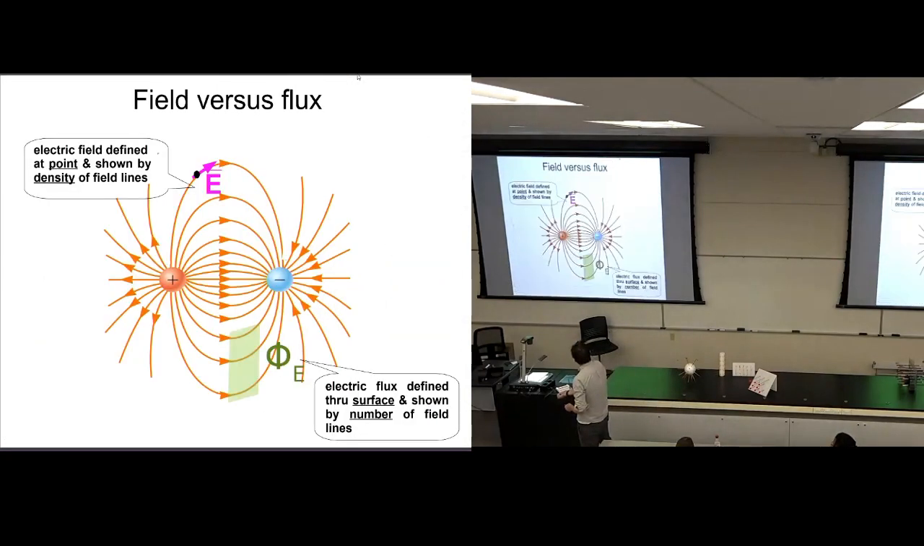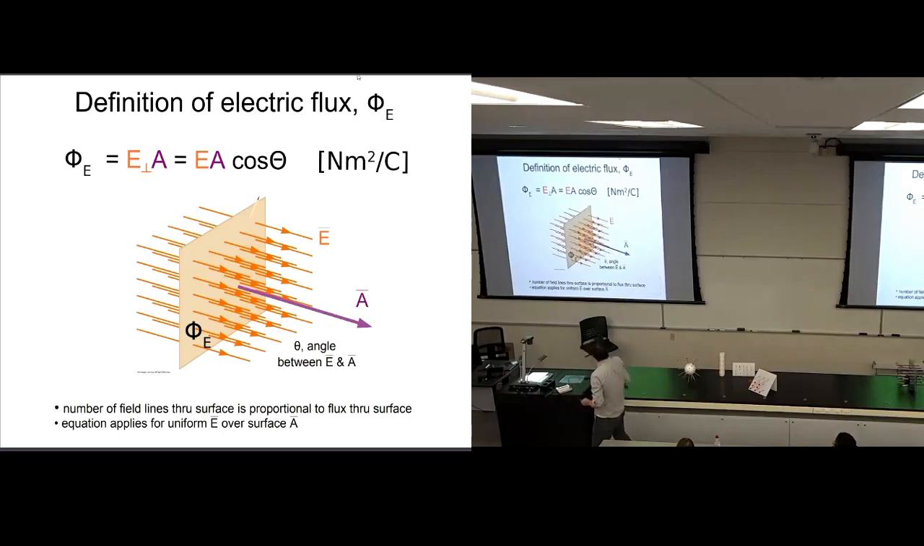I don't know why I have so much trouble changing the slides, but anyway, getting even more quantitative now, I want to write down a formula for the electrical flux through a surface, and I'm relating it to the electrical field at the location of the surface. So we're defining the new thing, flux, in terms of the old thing, last class, field.